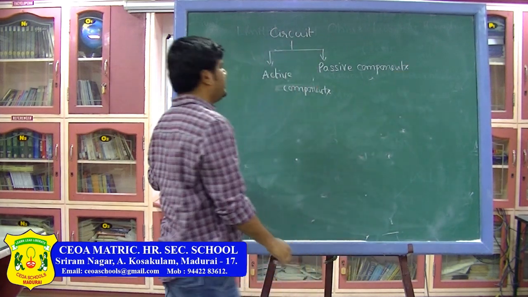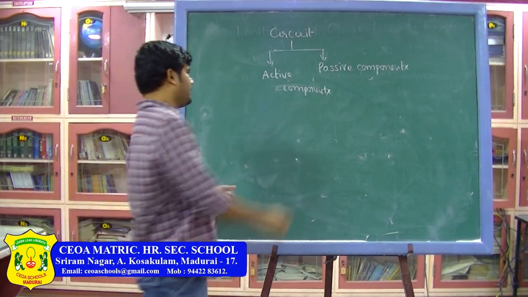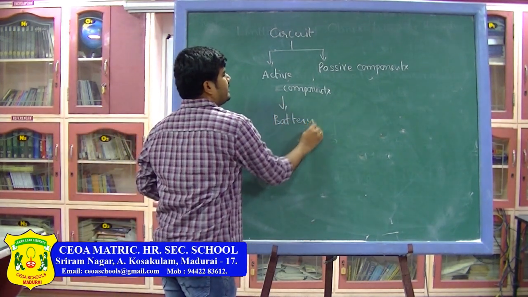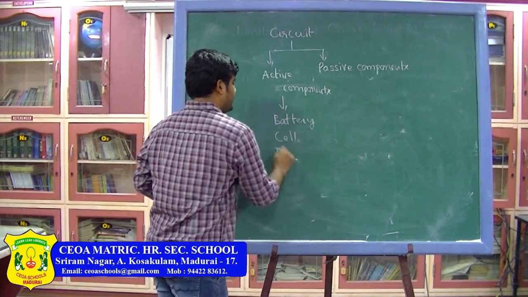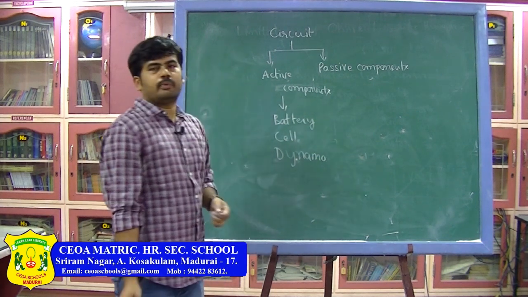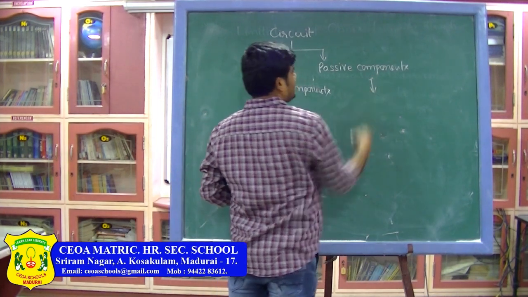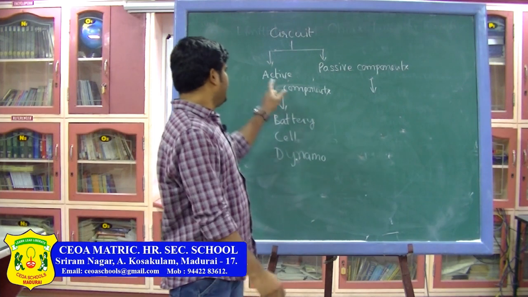So active components are nothing but the components which supply energy to the circuit, like battery. Battery is an example for active component, cell and dynamo. So all these are examples for the active components in an electrical circuit, whereas passive components means the components which take that energy supplied by these active components.